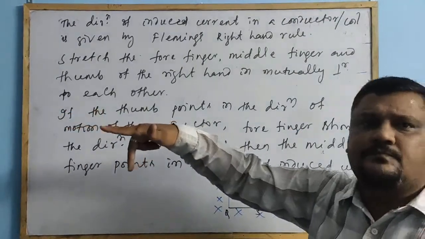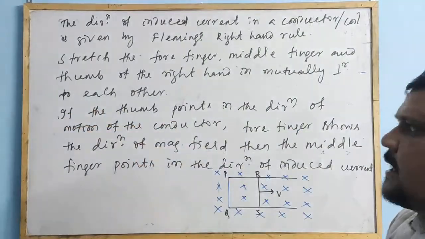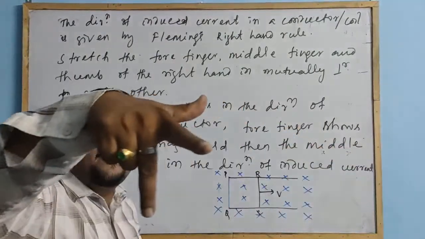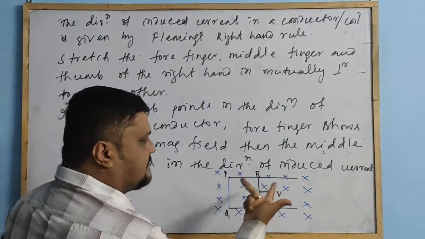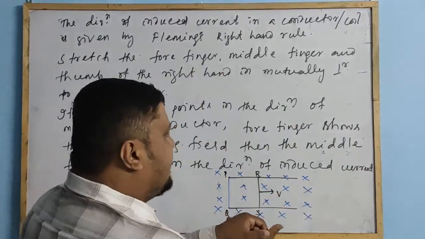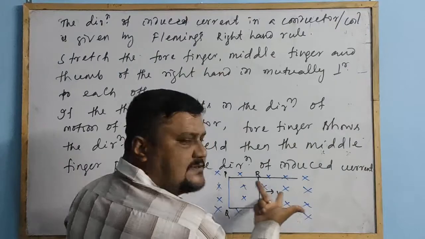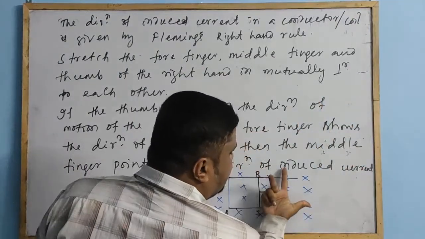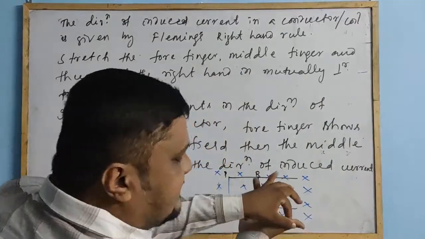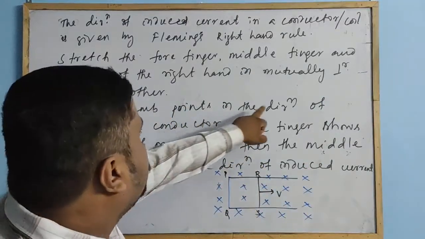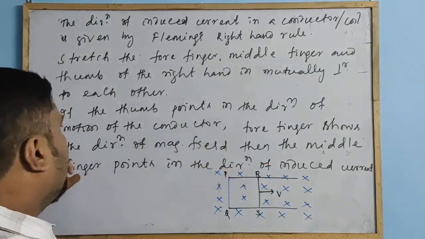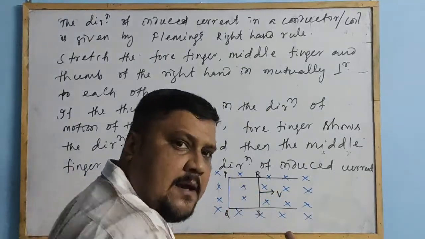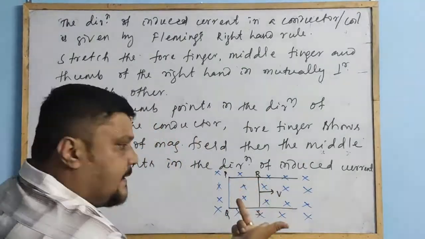This is the right hand rule. What does it say? If the thumb points in the direction of the motion of the conductor, in the right hand, stretched so they are mutually perpendicular, the thumb gives the direction of the motion of the conductor. Four fingers show the direction of the magnetic field, perpendicular inward. This is the motion.